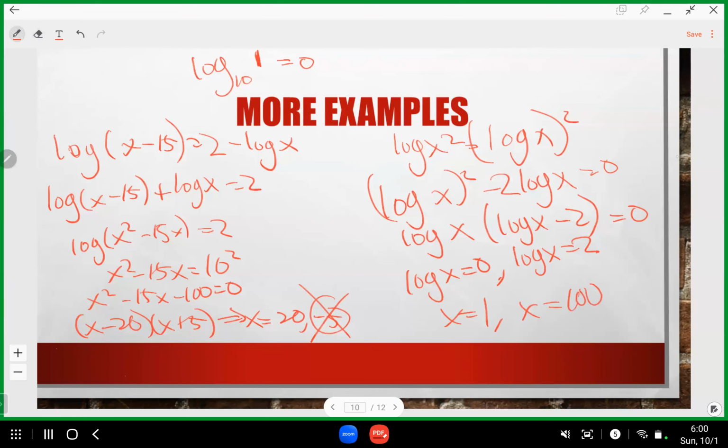Okay, make sure you know how to convert between log form and exponential form, because that's how you solve these, right? Okay, so that is it for the log.